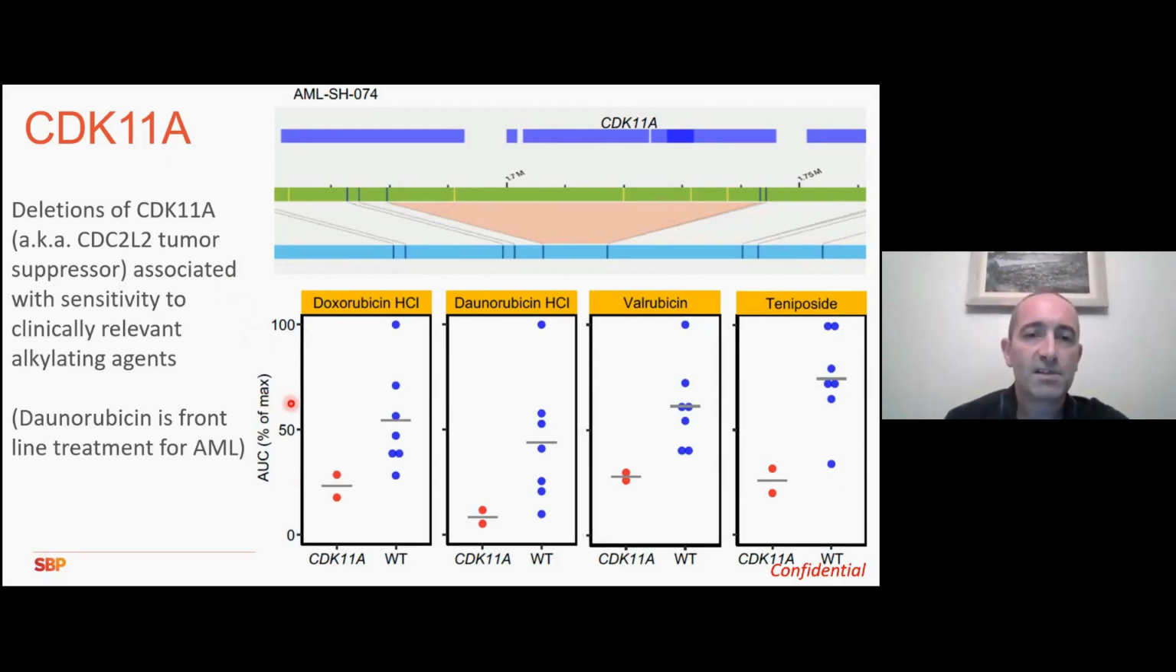Interestingly, the 2 samples that do have this deletion in the CDK11 gene are more sensitive to the rubicin family of drugs, doxorubicin, daunorubicin, valrubicin. These are all structural analogs. And as I said at the start, daunorubicin is a frontline agent. So although CDK11 may be pathogenic for this disease, there is a good prognosis or potential prognostic value for patients that receive daunorubicin. And just again, an unbiased association, another indirect DNA damaging agent, teniposide, shows a similar profile.